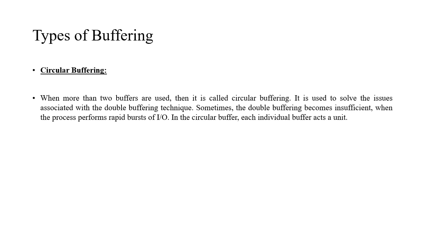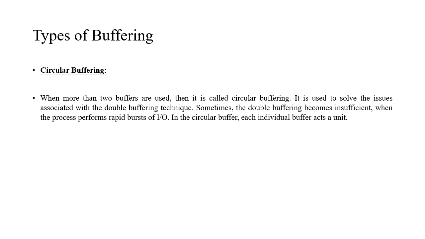Now let's see about circular buffering. When more than two buffers are used, it is called circular buffering. It is used to solve the issues associated with the double buffering technique. Sometimes double buffering becomes insufficient when the process performs rapid bursts of input-output. In the circular buffer, each individual buffer acts as a unit.